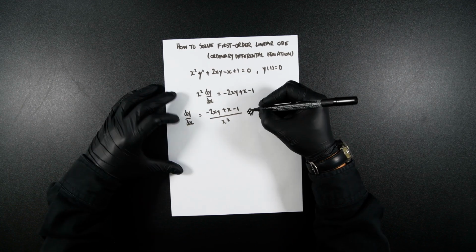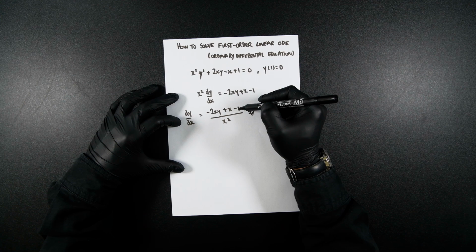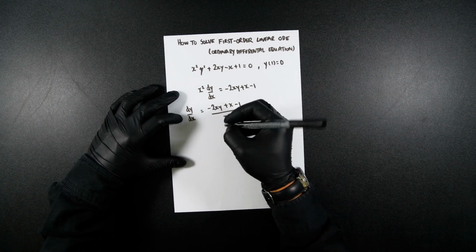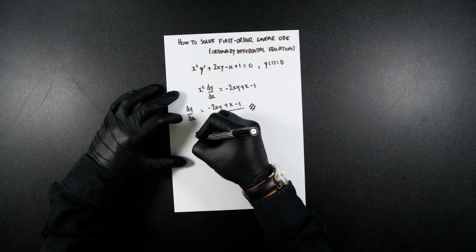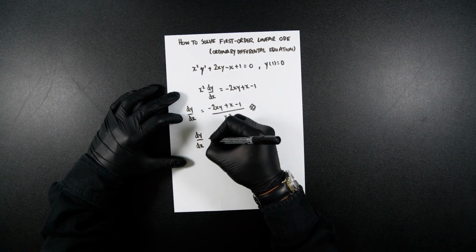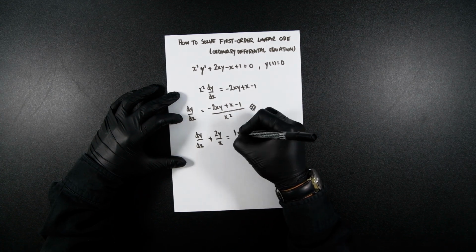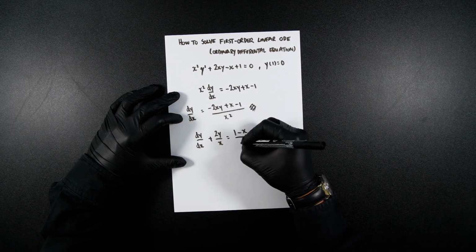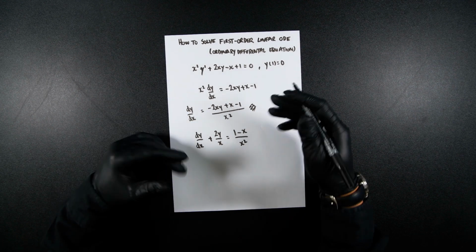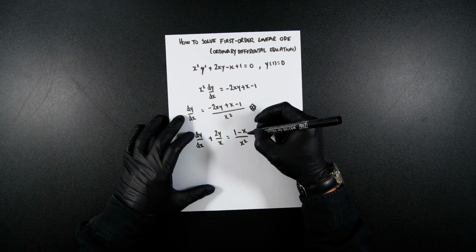Actually, I'll put it underneath. It's going to simplify because you've got x terms here that are going to be divided through. dy/dx plus 2y over x equals 1 minus x over x squared. I've skipped a few steps and I've rearranged. You might be thinking, why have I put it in this particularly weirdo order?